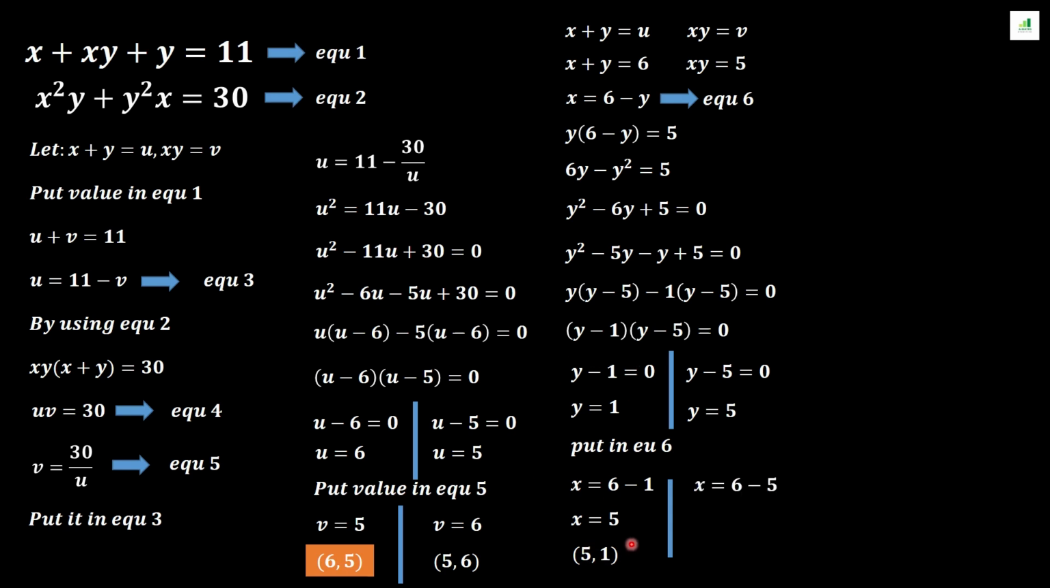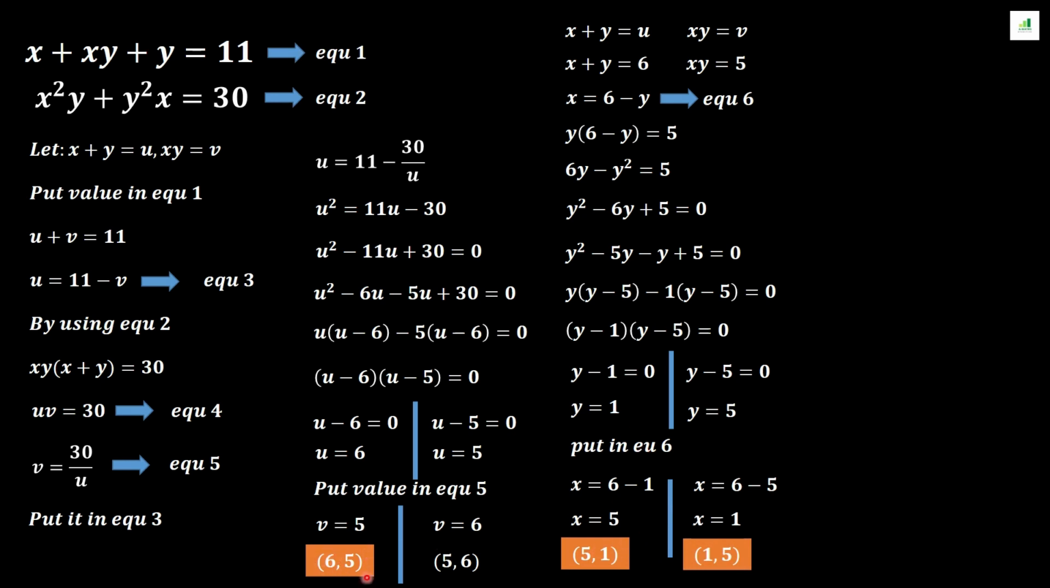Now in the next step we should put this y inside equation number 6 and we will get x is equal to 6 minus 5, and here we get another value for x which is equal to 1. So here we get another ordered pair for the values of x and y which is (1, 5). So here we get two ordered pairs for x and y: (5, 1) first and second is (1, 5). Now we have solved and got the values of x and y for this ordered pair.